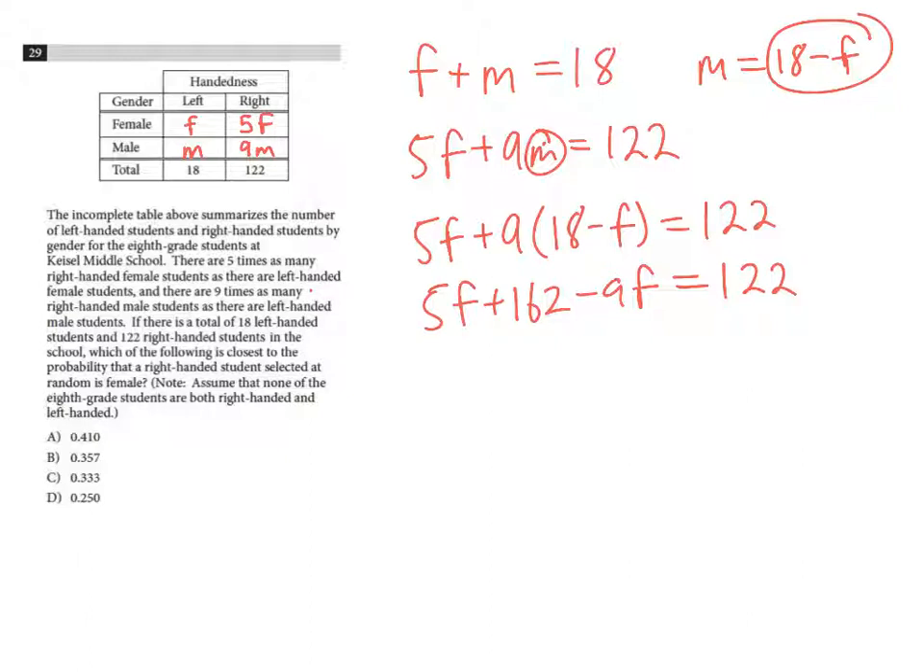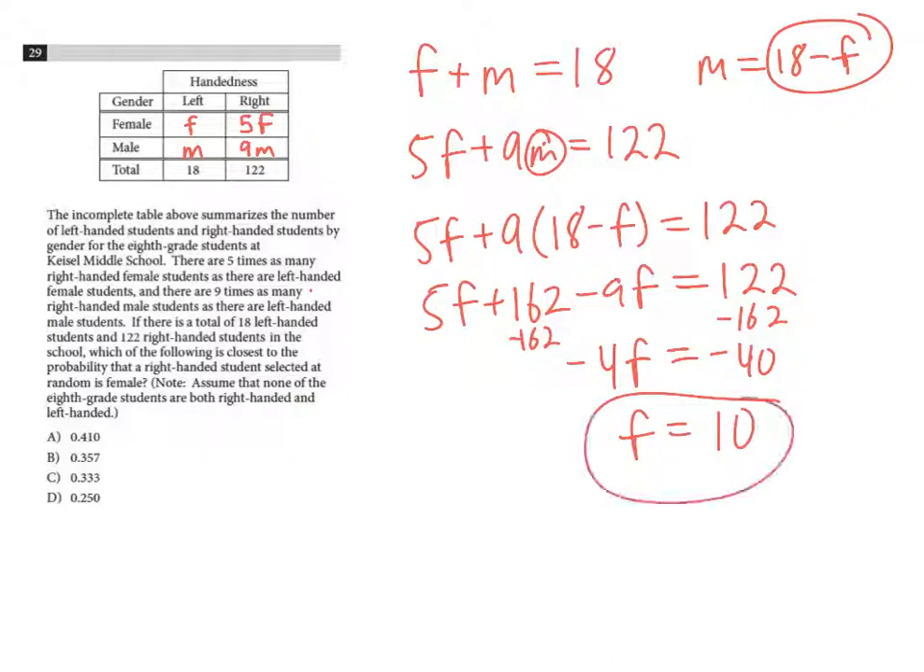I'm going to combine like terms on the left. I'm going to get negative 4F, and I'm going to subtract 162 from both sides. So that's going to be negative 40. Divide by negative 4, I'm going to get 10. So there's 10 female left-handed students.